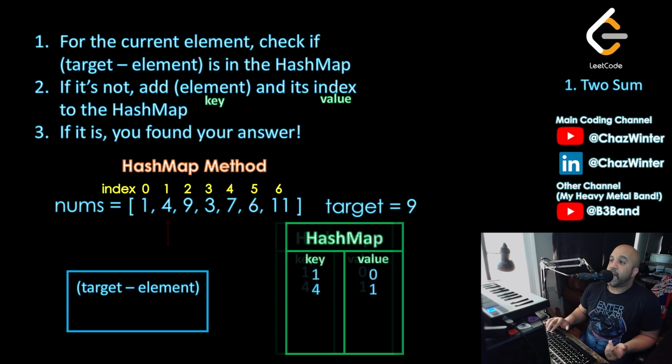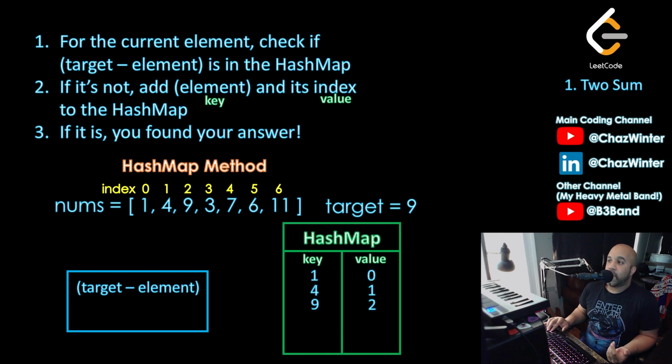And then we'll keep doing this. So we check the 9. 9 minus 9 is 0. Search for a 0. We're asking, is there a 0 key? So we're not talking about this 0 in the values. We're only searching the keys. So is there a key 0? No, there is not. So we add the 9 as a key and we add its index 2 as a value. Right there. And now we move to the next one, which is the number 3, which is at index 3. 9 minus 3 is 6. Is there a 6 in this hash map? There is no key 6. So we'll add 3 and 3 to our hash map.